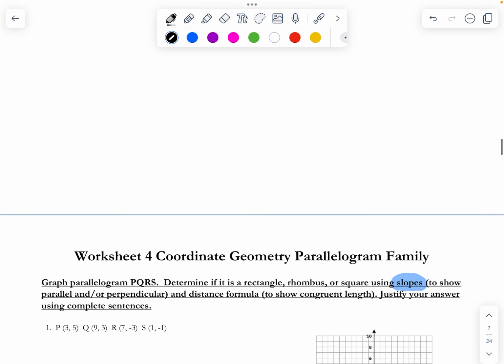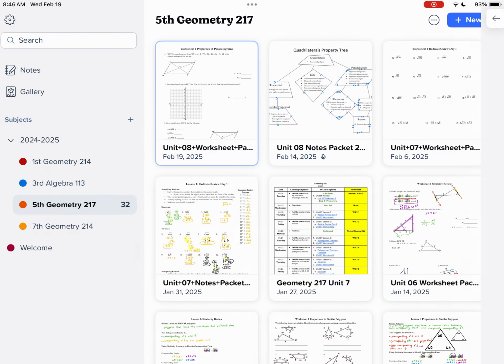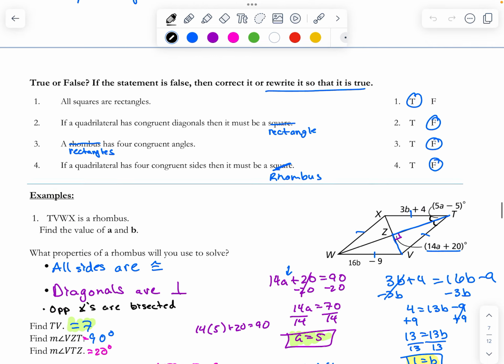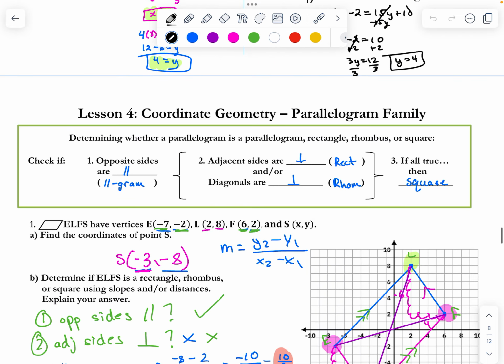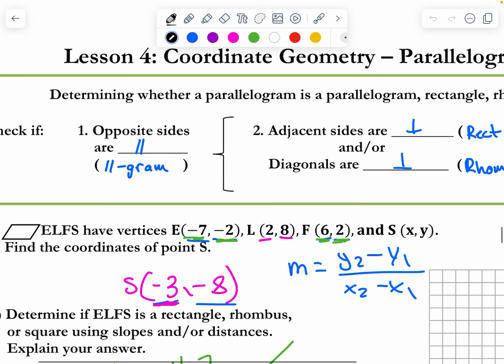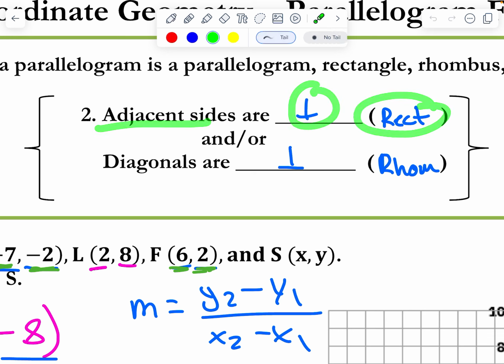Remember that we had to check a few things in the notes. Let's go to lesson 4 right here. Our first thing to check is: are opposite sides parallel? If they are, then it's a parallelogram. If not, it's just a quadrilateral. If it's a parallelogram, then we go to step 2. Step 2 tells us that if adjacent sides are perpendicular, it's a rectangle.